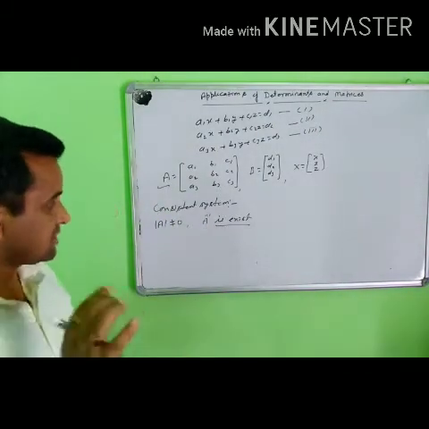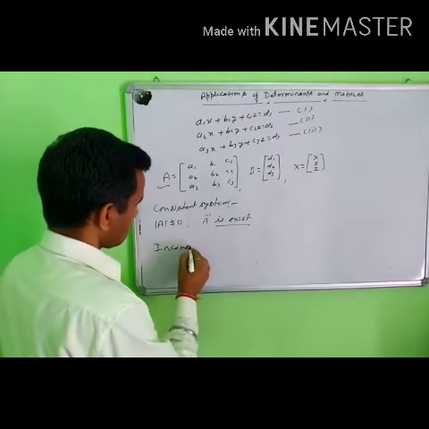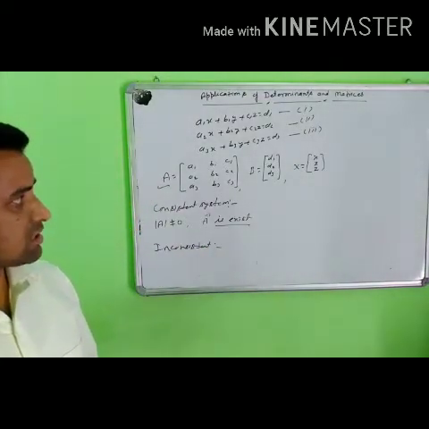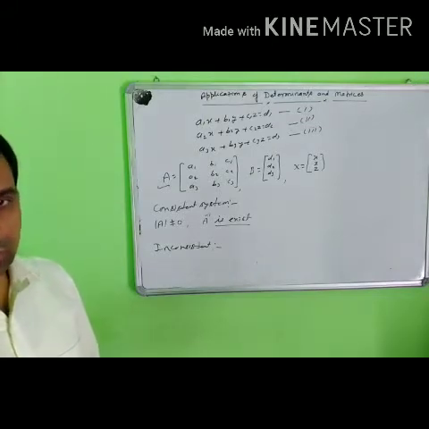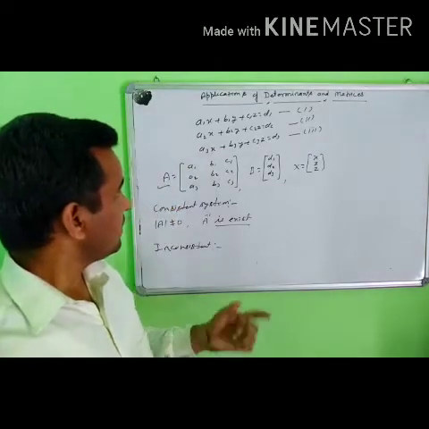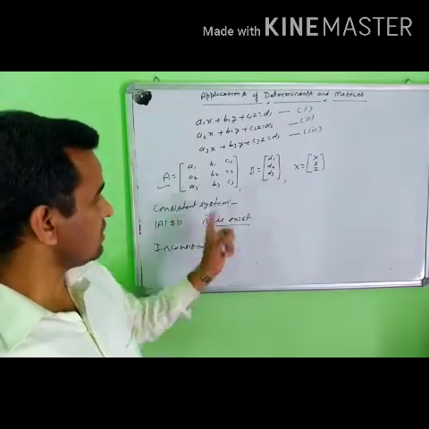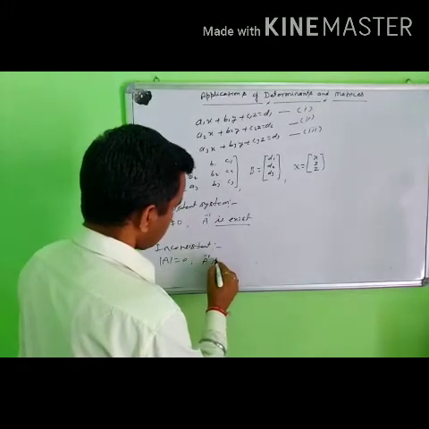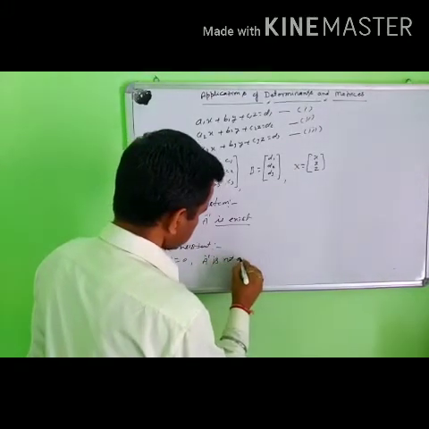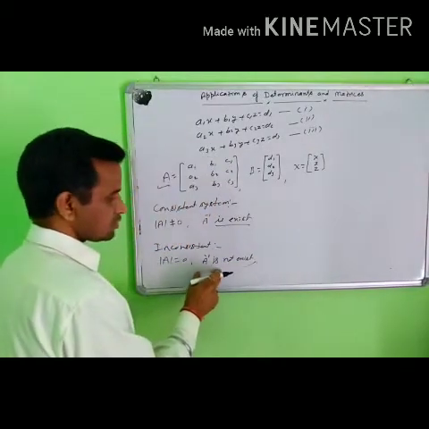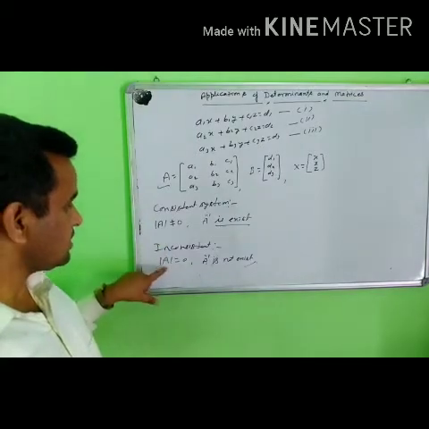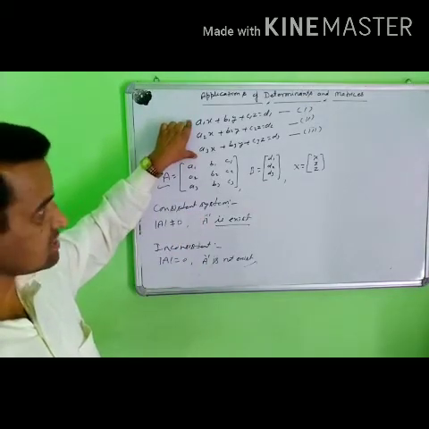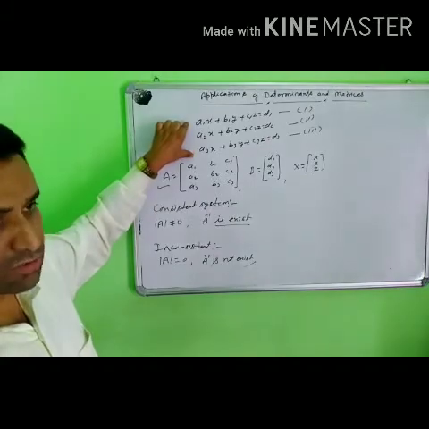The opposite of this is inconsistent. Inconsistent means the system of linear equations does not have a solution. Here the value of the determinant is equal to 0, which means the inverse does not exist. In this case the solution does not exist, whereas in the consistent condition the solution will exist.